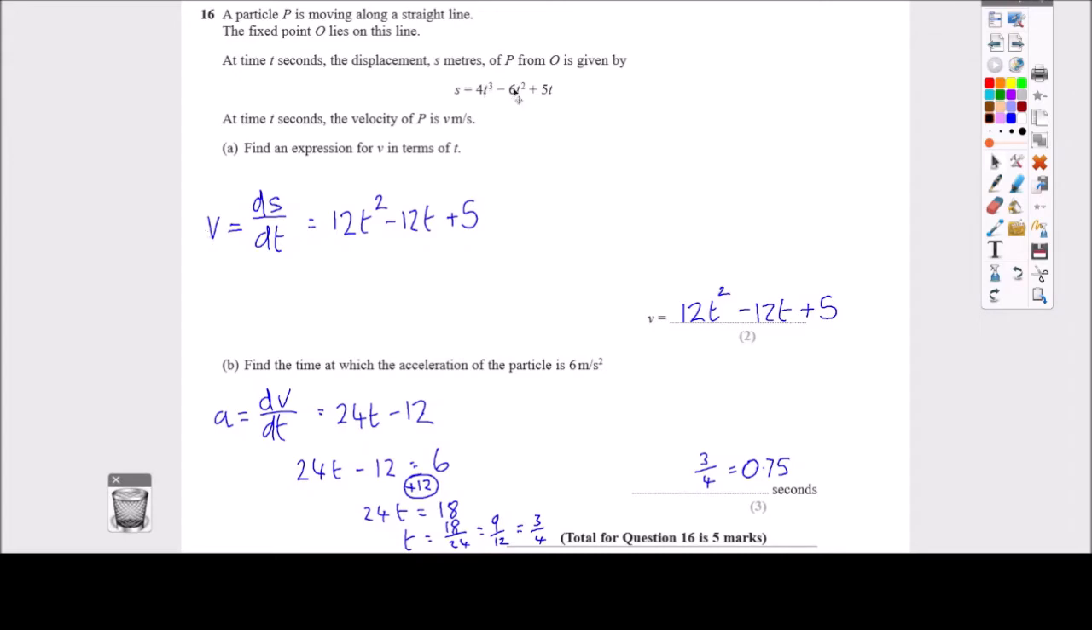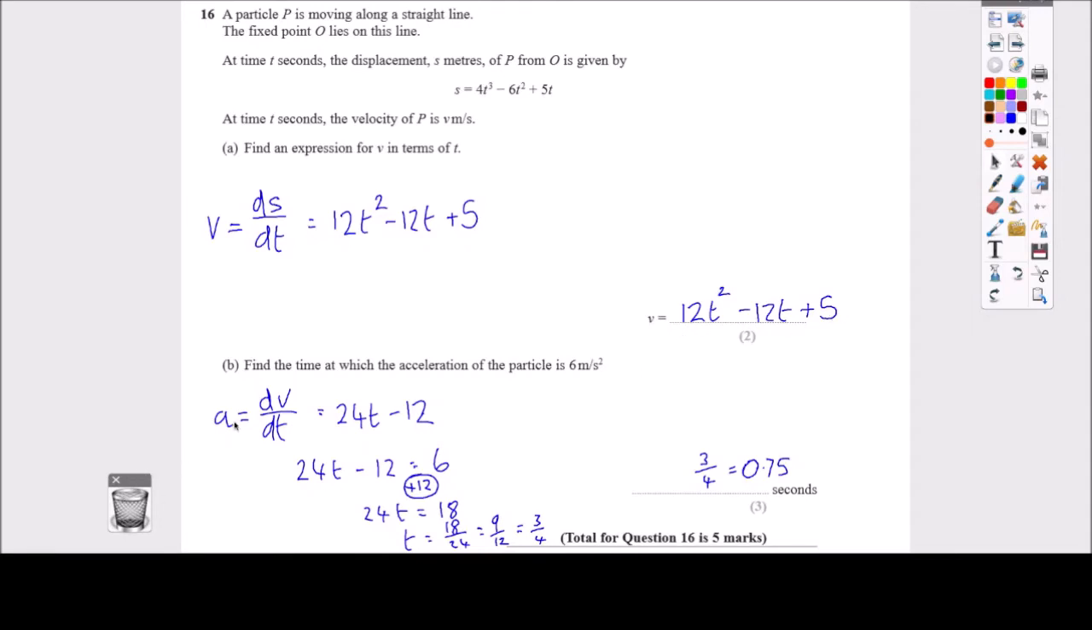Well, for each term, you start off by multiplying by the present power, and then secondly, reducing the power by 1. So 4t cubed, multiplying by the 3 gives us 12t, and then reducing the power by 1, cubed becomes squared. And the same with the second term, minus 6t squared, multiplied by the 2 gives us minus 12t, and the 2 becomes 1, so just minus 12t to the power of 1, which is just minus 12t, and then 5t just becomes plus 5. So that's our answer to part A.